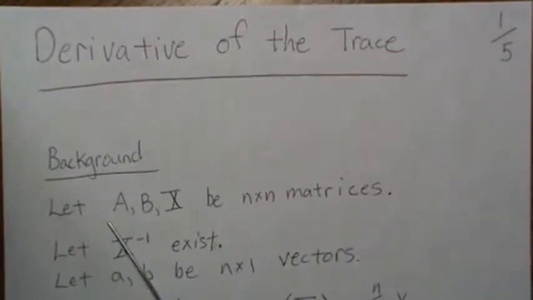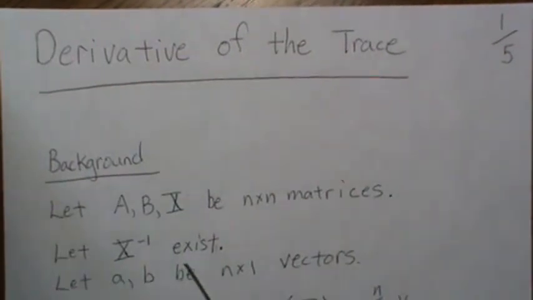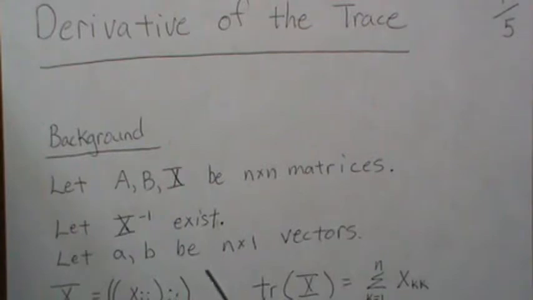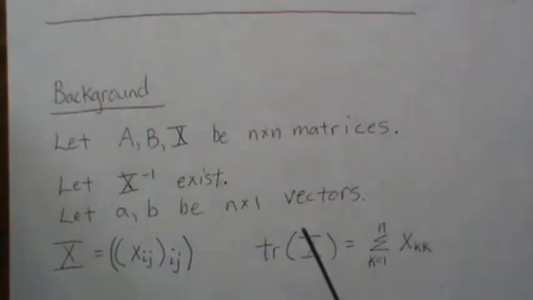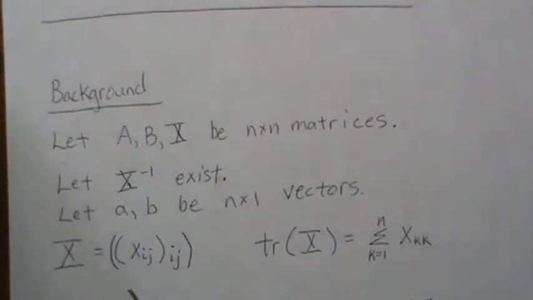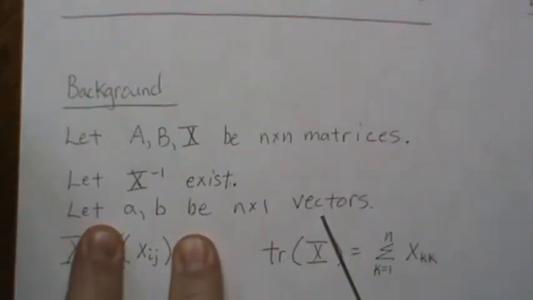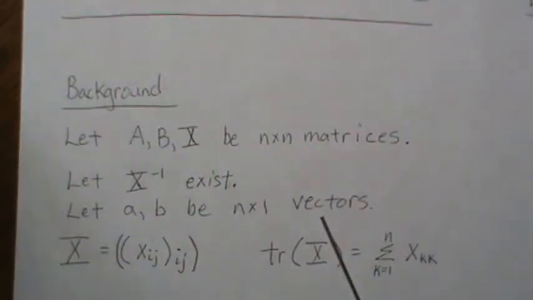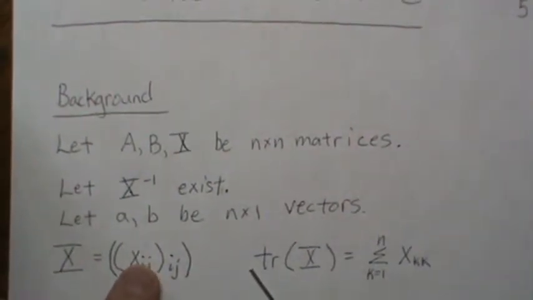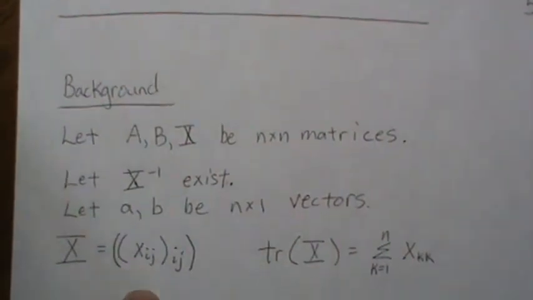So background first, let A, B, and X be n by n matrices. Let the inverse of X exist, and we're going to let little a and b be n by 1 vectors. Now notationally, I kind of messed up a little bit, but I think you'll get what I'm saying. If we let X be represented by some matrix, call it Xij, in reality I could have skipped this last piece and just gone with this. Whatever the ij element is, you put ij around it in parentheses, and that becomes the ijth element of X. That'll make more sense on the next one.